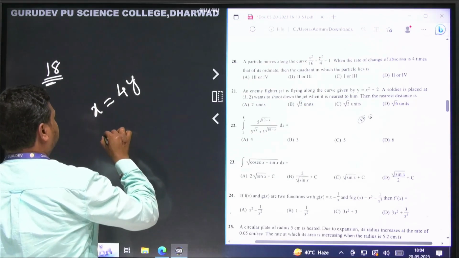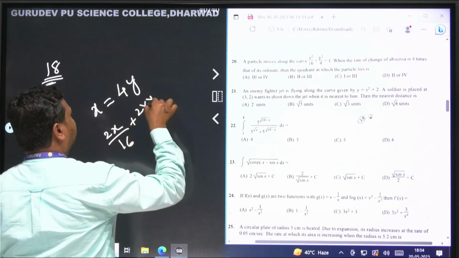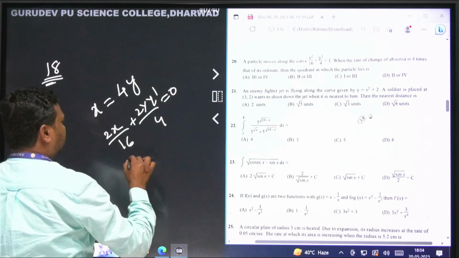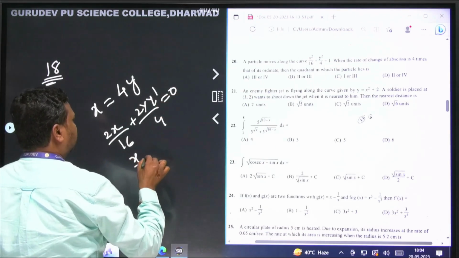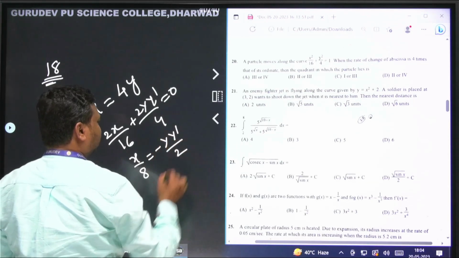On differentiating, 2x divided by 16 plus 2y into y dash by 4 is equal to 0. So x by 8 is equal to minus y into y dash by 2, right?